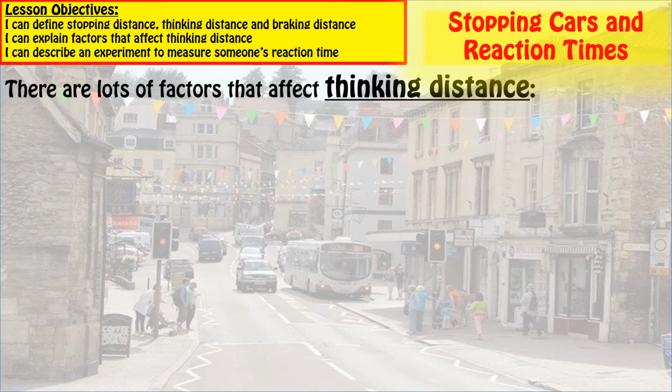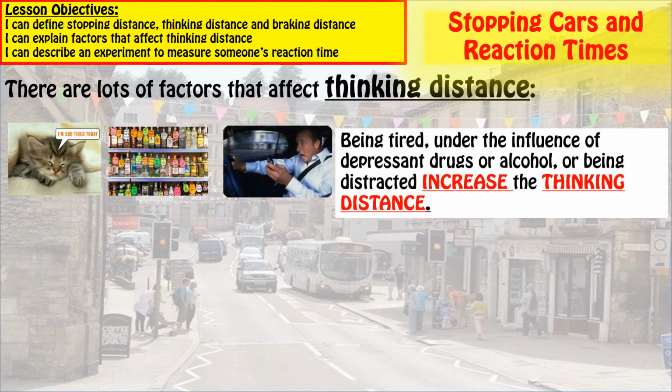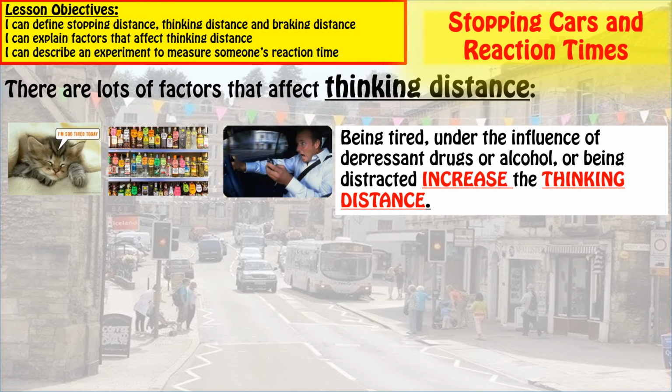Okay, so there are lots of different factors that affect the thinking distance. So let's look at 3. These are the 3 most important ones, and these images represent that. So if you're tired, you're under the influence of a depressant drug, or been drinking alcohol, or you're distracted, all of these factors are going to increase the thinking distance. They make the brain work slower. So that message from your eyes to your brain to your muscle is going to happen slower, and that's going to increase the thinking distance that the vehicle goes. And that's the important bit.